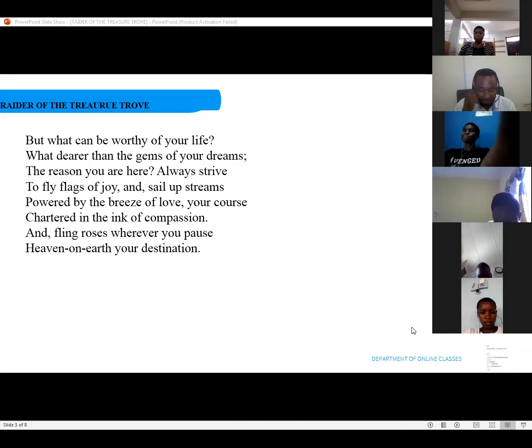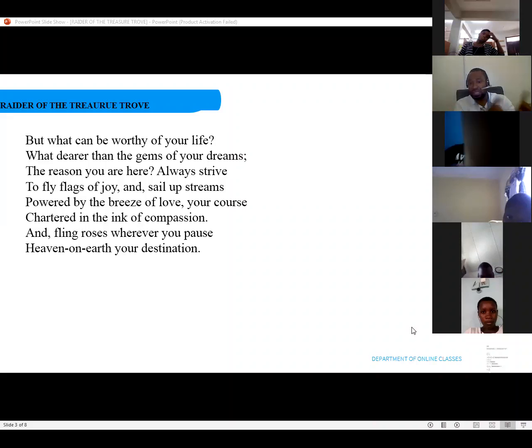So it says we should strive to have what? Always strive to fly flags. So as a human being, as a person, as who you are, as the one who is listening to me, as the one that is talking, we must always strive to what? Fly our flags of joy. Your joy is like a flag, or your joy has been compared to a flag without the use of as and like. Now, I know we all know what a metaphor is, comparison without the use of as and like. And flag has been compared to joy. Why? Because when you hoist a flag, it is seen by everybody. So the persona is saying that when you have joy, it should also be seen by everybody.